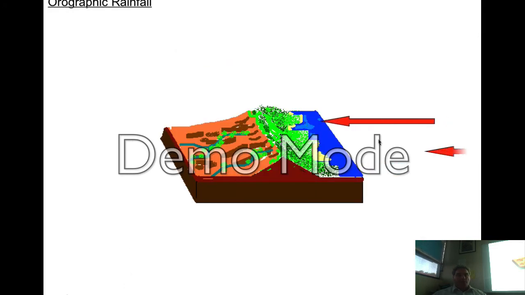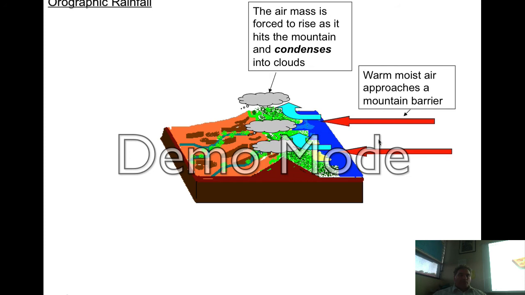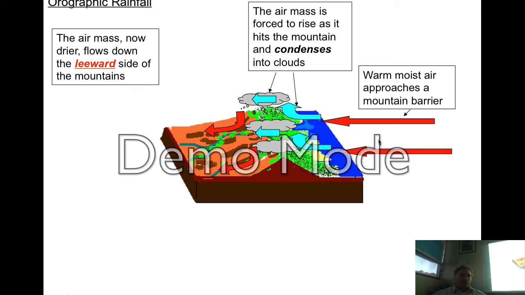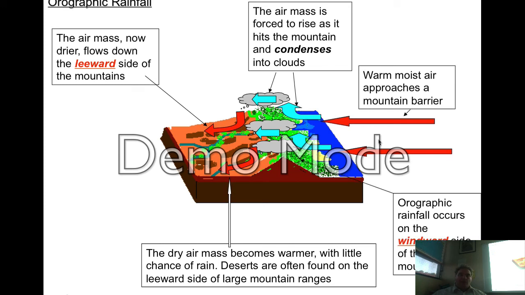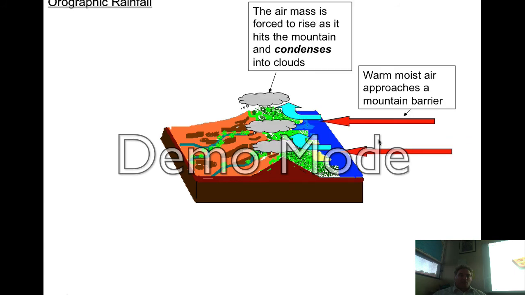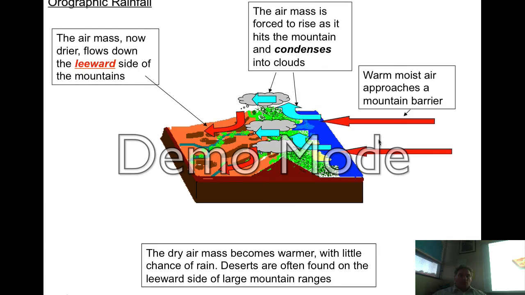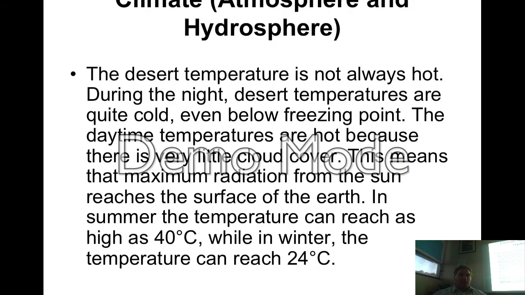Same thing, just showing you what happens. Warm, moist air forced up, condenses into clouds, precipitates, and on the other side it's dropping on the leeward side. Becomes warmer, little chance of rain. As I said, orographic rainfall, that is, or precipitation. This is the same thing again, it's just repeated. Don't know why it's in there twice, just to make sure you know it. Okay, same thing again, just another diagram showing the same thing again.